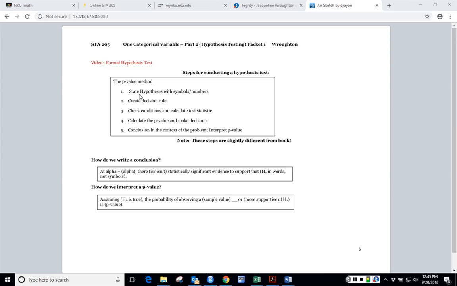So our first step is just always going to be to label our hypothesis. So basically tell me what your null hypothesis is, tell me what your alternative hypothesis is. So we're going to start by just writing those out. Our second step is what we call our decision rule.